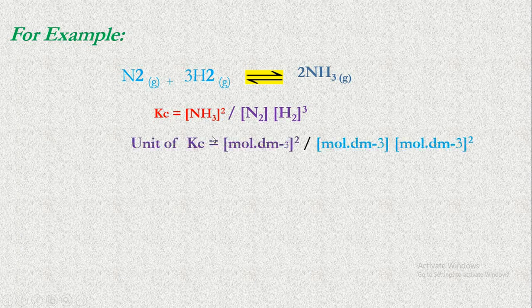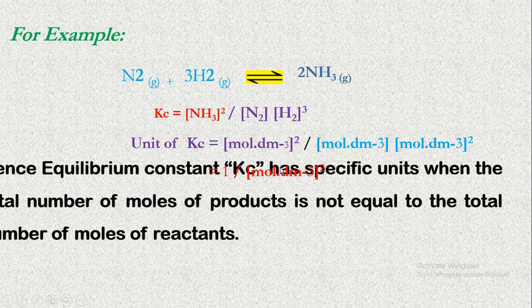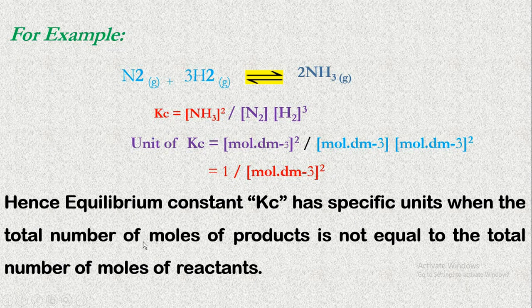So we can write Kc for this expression as mole per decimeter cube of product, which are 2 in number, divided by 1 mole of nitrogen and 2 mole of hydrogen. So we write the expression for this equation as under. In this case, the total moles of product is not equal to the total number of moles of reactant, so we have a unit for this expression.